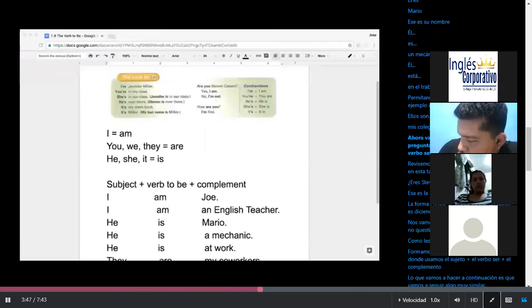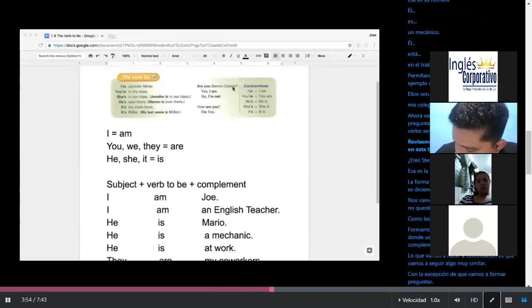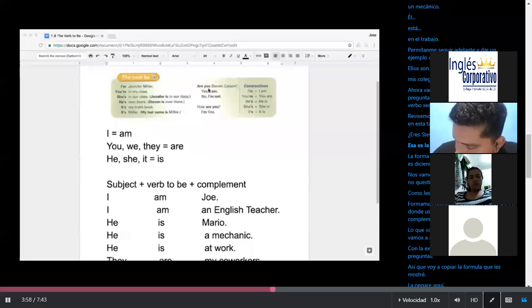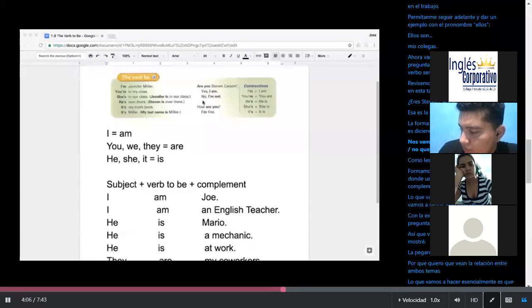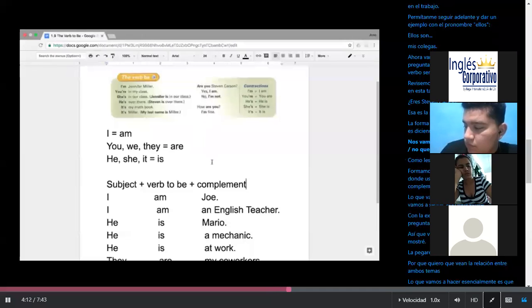Now let's learn how to form yes or no questions using the verb to be. Let's look at this example that you see here on this chart. Are you Stephen Carson? That's a question. The way you respond to that question is by saying, yes, I am, or no, I'm not. Then there's one last question there. How are you? We're going to focus on forming these yes and no questions using the verb to be.